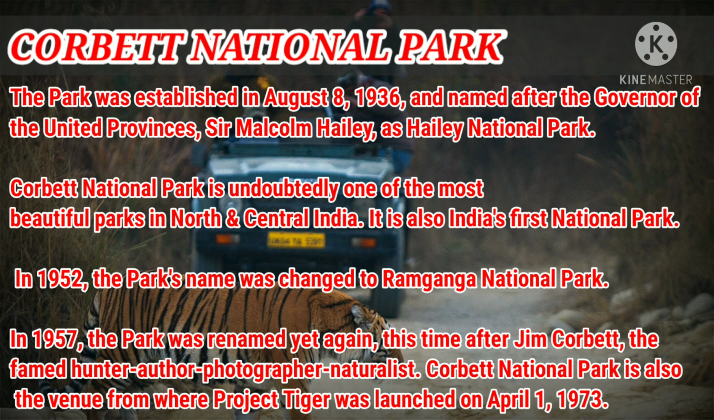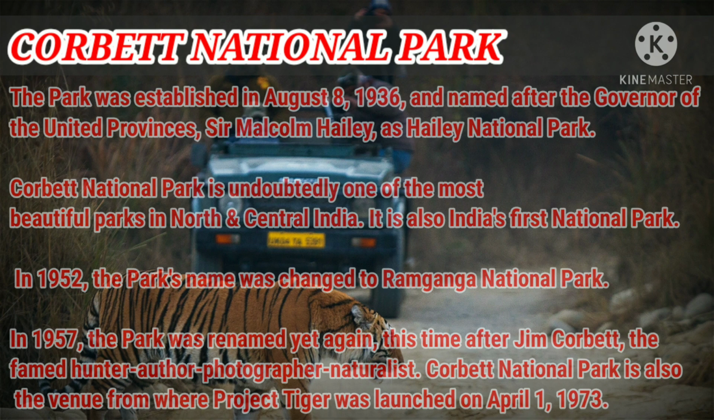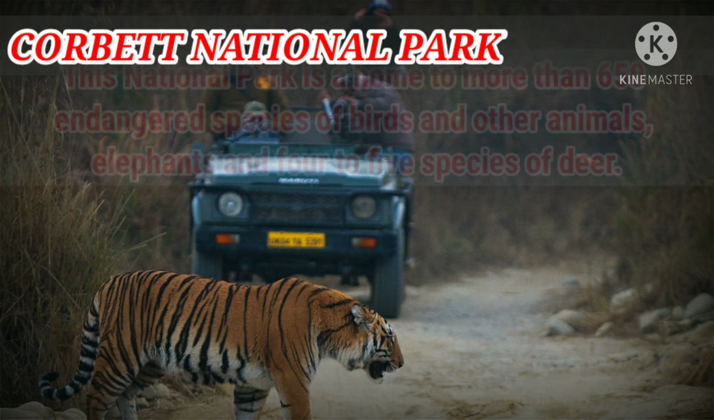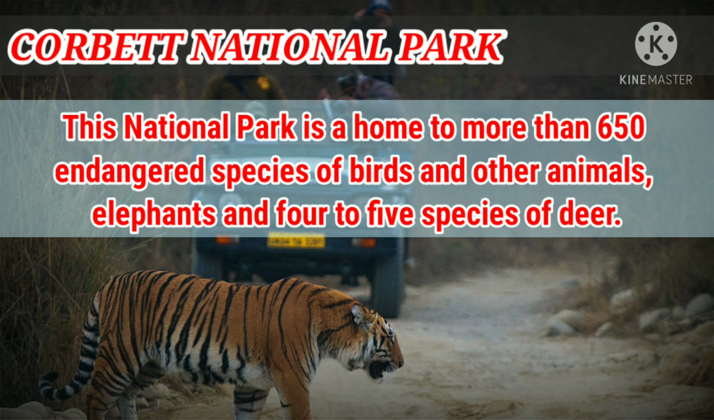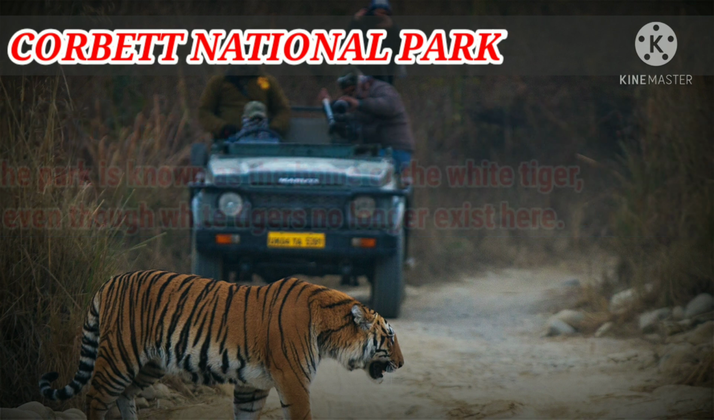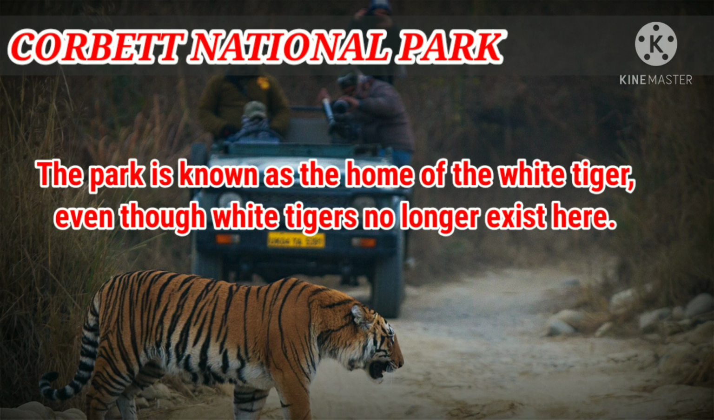The Corbett National Park is also the venue from where Project Tiger was launched on April 1, 1973. This national park is a home to more than 650 endangered species of birds and other animals, elephants, and 4 to 5 species of deer. The park is known as the home of the white tiger, even though white tigers no longer exist here. The magical landscape, the sighting of tigers, elephants, and the most varied wildlife makes it fascinating to visit. It is a wonderful place in India, considered as a hub of excitement and thrill.